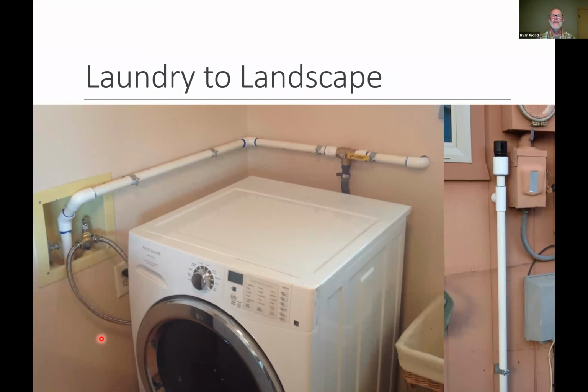So that's why I call the laundry to landscape the Cadillac of all laundry to landscape gray water systems, because it uses the pump in the washing machine to pump that water out to the landscape. So you're probably thinking, wait a minute, is my pump in my washing machine going to handle that? Well, the pumps are rated to lift water up 5 feet, to get the water up and out of, say, a basement area.